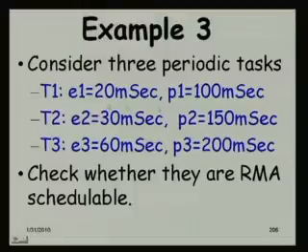For Liu-Leland, you will have to find the utilization and check whether the utilization is less than n into 2 to the power 1 by n minus 1. For 3 tasks it is 3 into 2 to the power 1 by 3 minus 1, which is 0.778.